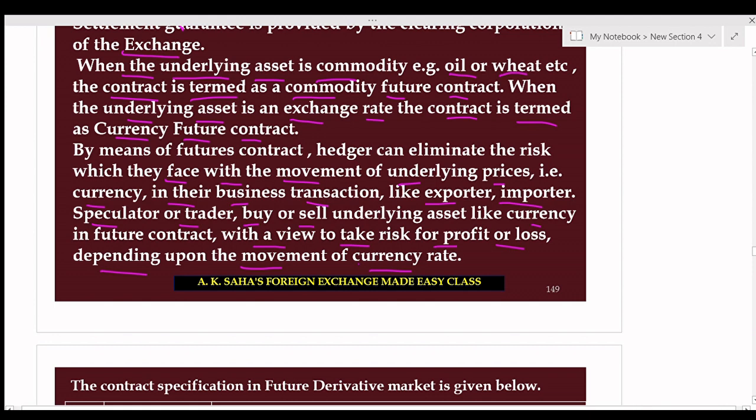The role of the hedger is to eliminate or reduce risks of those who are undergoing underlying risks in buying or selling an asset, which the hedger manages to offload by passing to the speculator or trader, who takes risks for their profit or loss depending upon the movement of underlying asset rates. So, without active participation of speculators, the hedger cannot be successful.